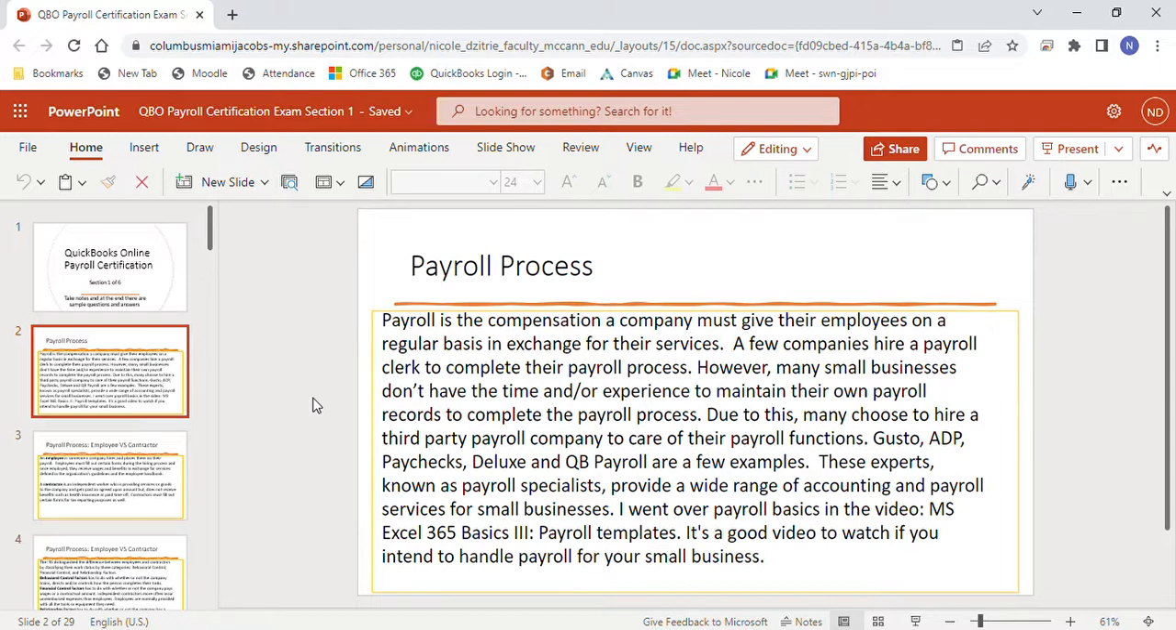All right, so payroll is the compensation a company must give their employees on a regular basis in exchange for their services. A few companies hire a payroll clerk to complete their payroll process. However, many small businesses don't have the time and/or experience to maintain their own payroll records. Due to this, many choose to hire a third-party payroll company to take care of their payroll functions, such as Gusto, ADP, Paychex, Deluxe, or even QuickBooks Payroll, which we'll get into for sections, I believe, 4 and 5. So those are just a few of the examples.